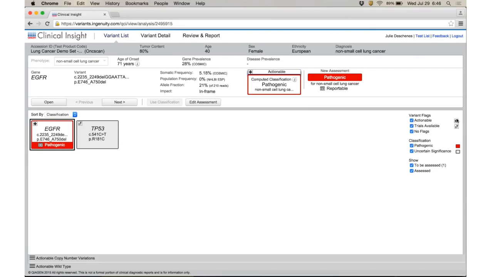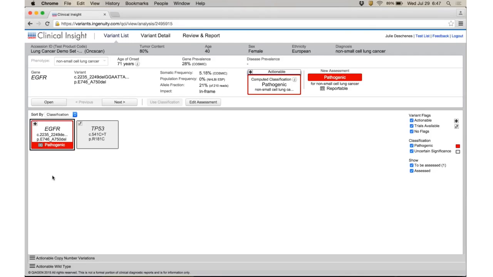You also have variant flags. Variant flags allow you to see which of the variants are directly actionable. We have an example with EGFR here. You also have another flag that we can see on the TP53 variant, which is the CT flag or clinical trial flag. The clinical trial flag is there to indicate to you that based on this indication, there is indeed a clinical trial that might be relevant for that specific variant.